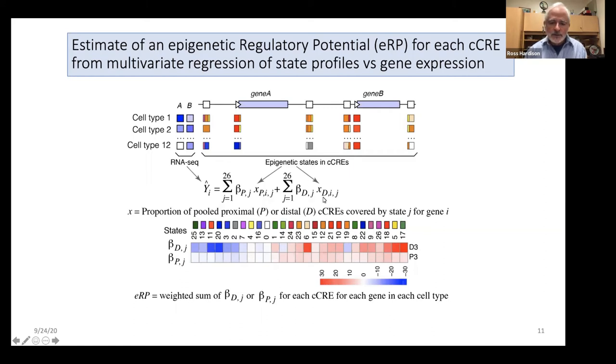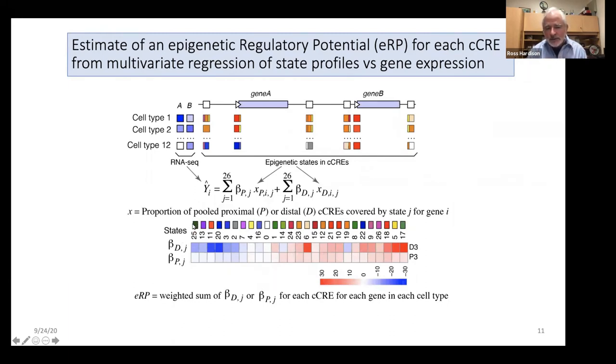So we ask, how well do these states explain the expression? And we look separately at proximal and distal. We convert this categorical variable into a continuous one just by letting our X be the proportion of the pooled cCREs that are covered by each of the states. It's a fairly simple methodology. And then the multivariate regression will learn estimated values for these betas, the coefficients.